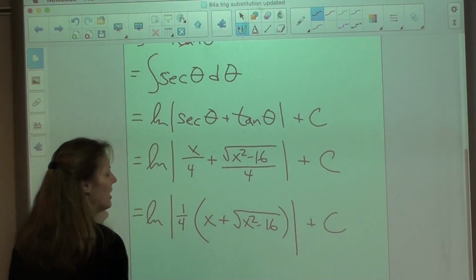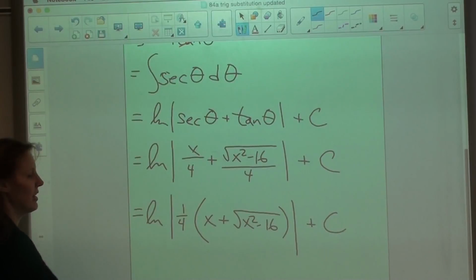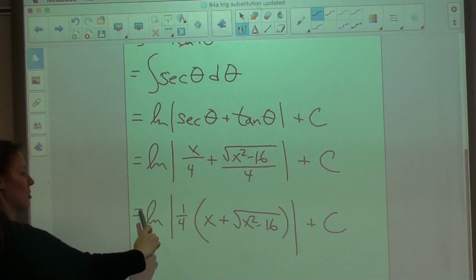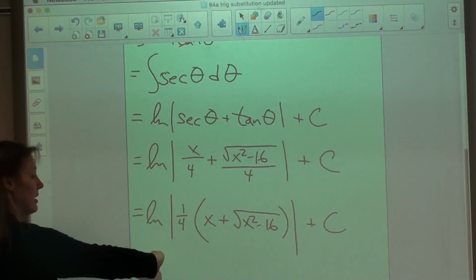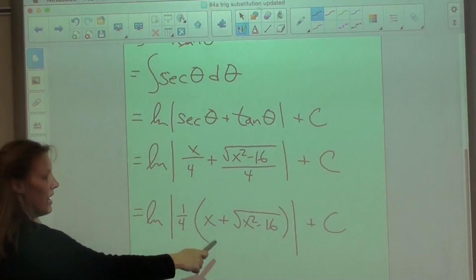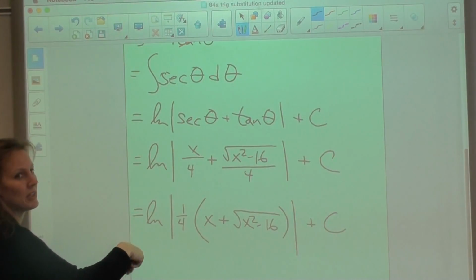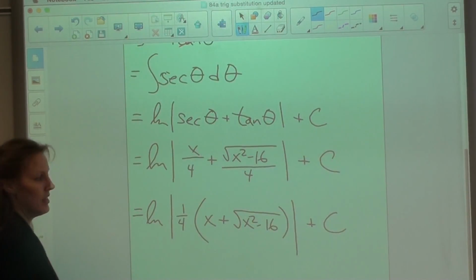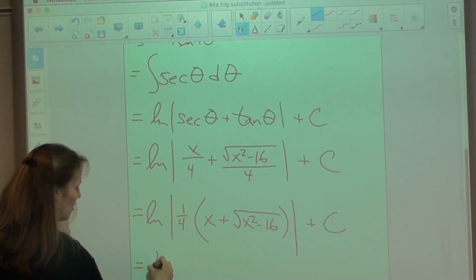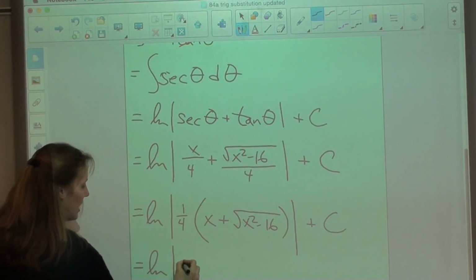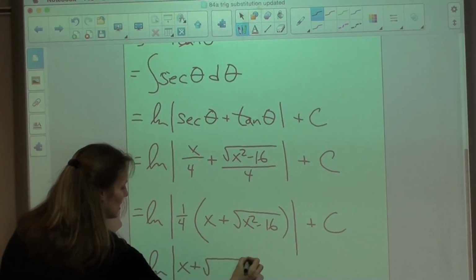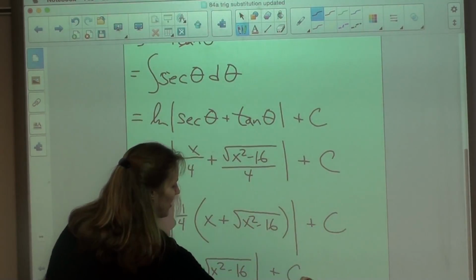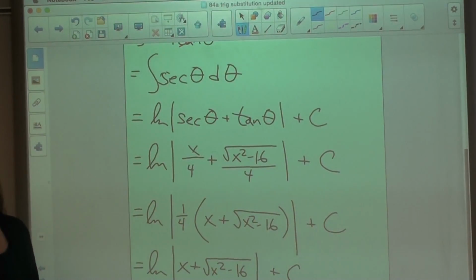Right? And then we know that the natural log of something times something is equal to the natural log of 1/4 plus the natural log of this, right? And of course, ln of 1/4 is a constant, so that gets absorbed into our C. So your actual answer that you would see on your test would be this one. That's what you would see on your test.